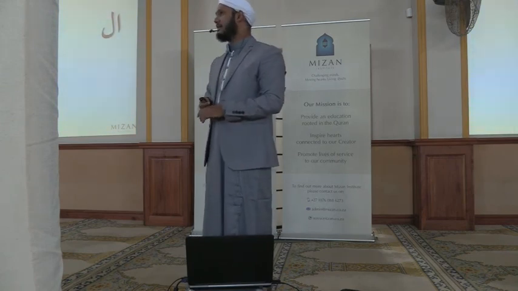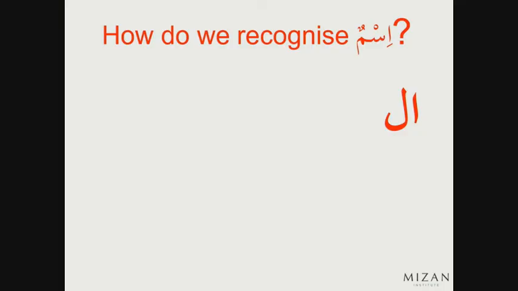First thing, if there's an al at the beginning, if there's an alif lam, what does al mean? The. So you see an alif lam at the beginning, a the, then 99.9% of the time it will be an ismun. Maybe 0.01% won't be, but 99.9% of the time it will be an ismun.